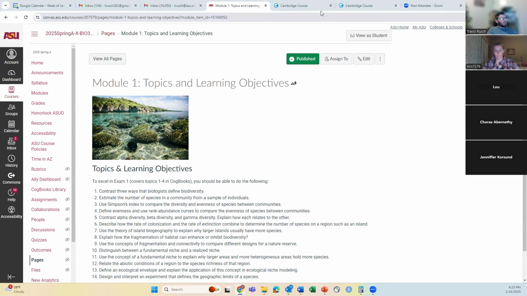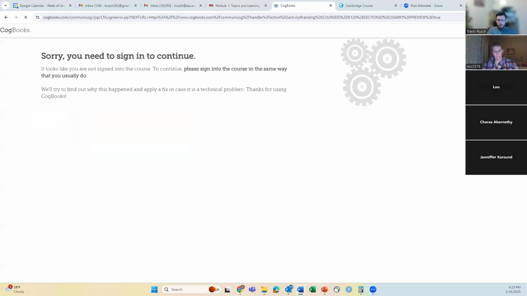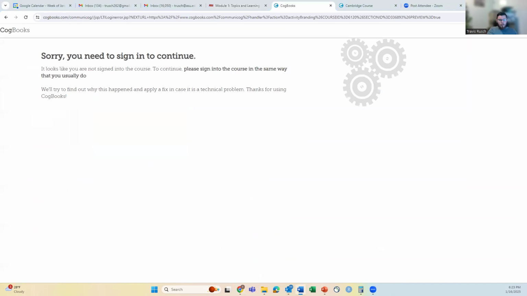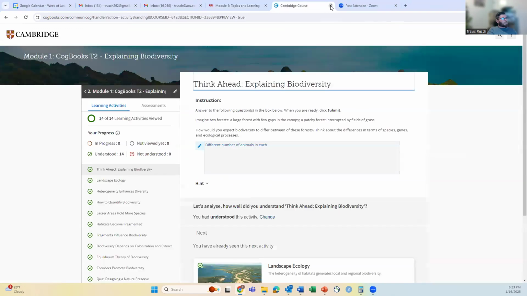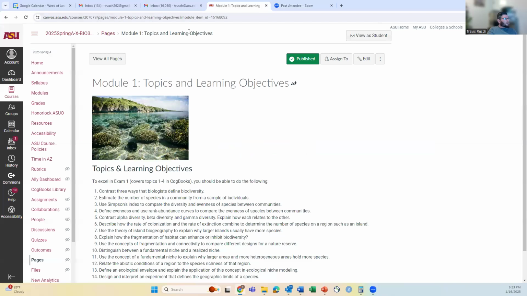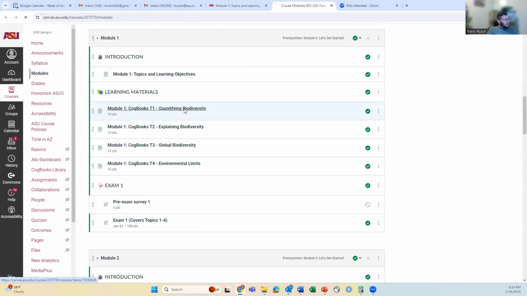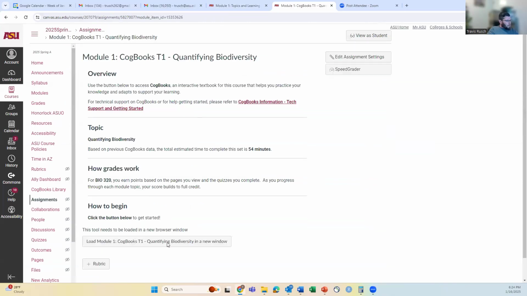Let's go ahead and get into the actual Cogbook itself. I stayed open for too long, and there's a timing out issue, so I'll have to go back in real quick. We'll get there.